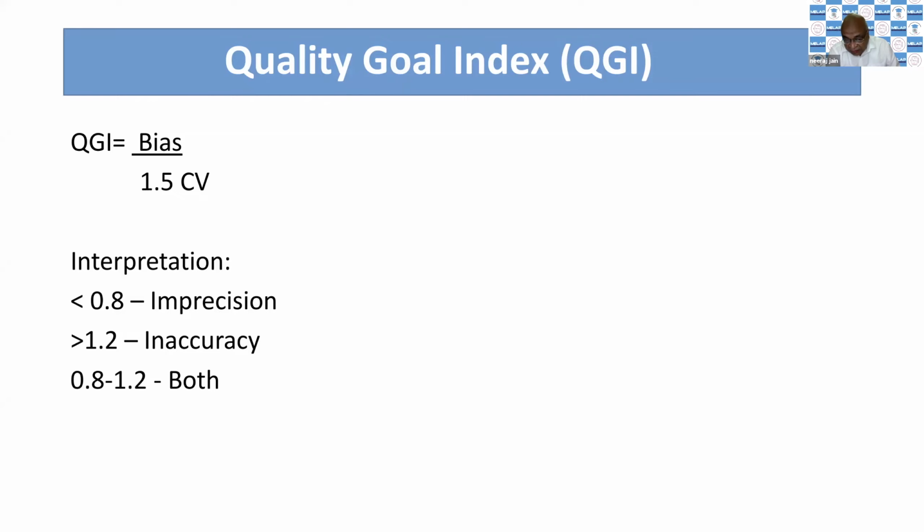then that means there is imprecision as well as inaccuracy. You may say, if there is no other possibility, it will be either less than 0.8 or 0.8 to 1.2 or more than 1.2. So that means in every case there is imprecision and inaccuracy. But we use this quality goal index only when our performance is less than minimum acceptable performance. When our sigma level is less than 3, then we use this quality goal index to see whether there is imprecision or there is inaccuracy or both.